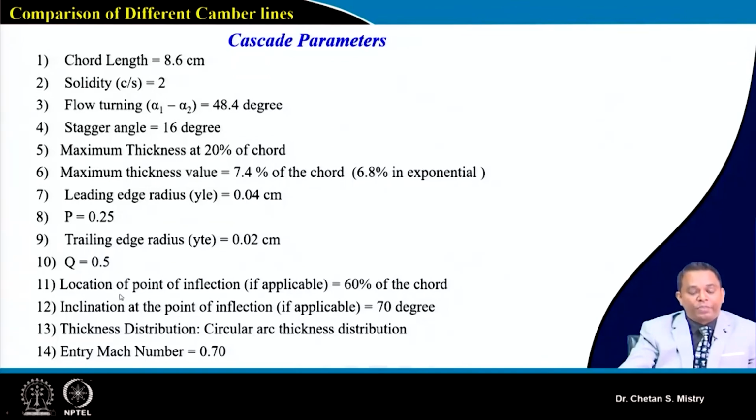say 0.5. The location of the inflection point is at 60% of the chord. The inclination at the point, the inflection angle, we can say is 70 degree, where it is applicable. The thickness distribution we can say is the circular arc thickness distribution. We will be considering our inlet Mach number to be 0.7. So with all this input data, let's try to generate the aerofoils, what all we have learned.